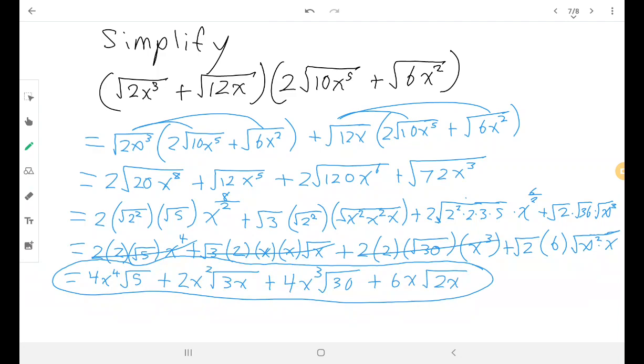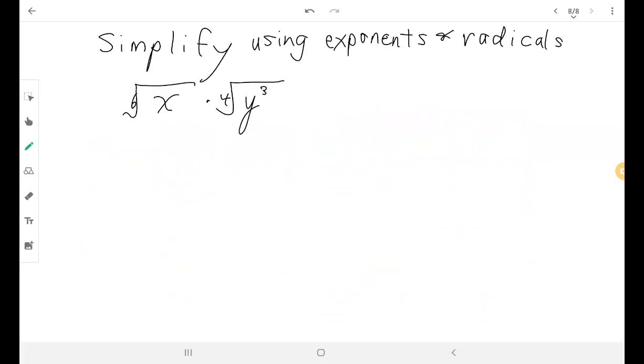I'll give you a moment to look at that. And we are on to our final problem. So let's talk about simplifying this using exponents and using radicals. I've been doing combinations of each, so let me take this problem and really break it down. Let's do exponents first. So this will be the exponents one right here.